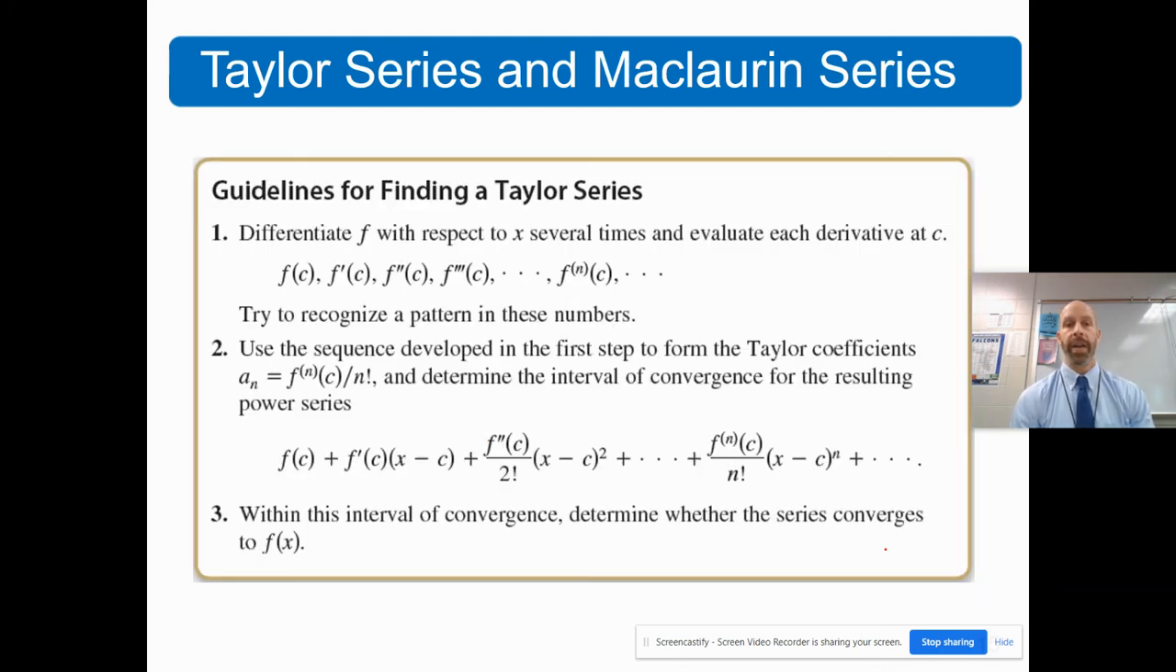So, guidelines for finding a Taylor series. One, you want to differentiate your function several times. You want to find the function itself at c, then f prime of c, etc. Hopefully you'll see a pattern. Two, use the sequence developed in step one to form the Taylor coefficients, a sub n equals the nth derivative at c over n factorial, and determine the interval of convergence of the resulting power series. Within this interval of convergence, determine whether the series converges to f of x.